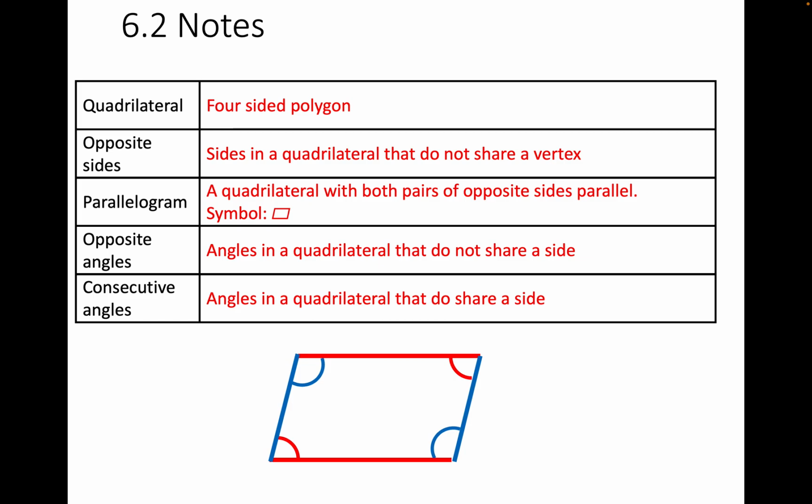And then finally, consecutive angles are angles in a quadrilateral that do share a side. So for example, these two are opposite angles. Consecutive angles. These two are consecutive angles. These two are consecutive angles. These two are consecutive angles, and these two are consecutive angles. Okay, you can pause the video to make sure you get this down in your notes here.